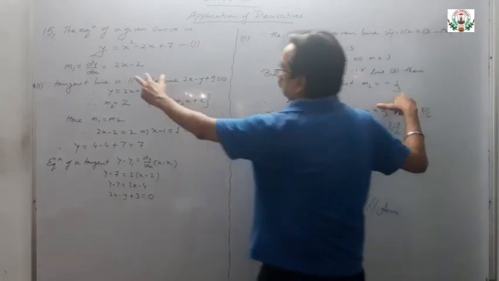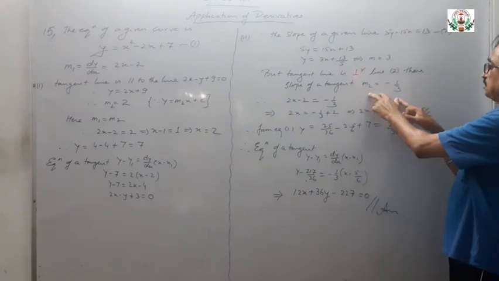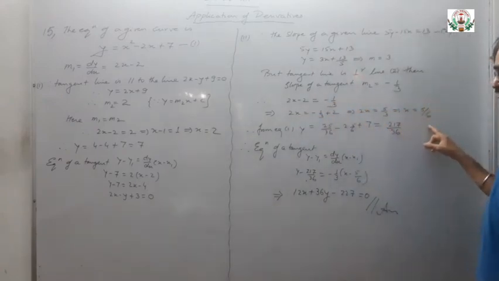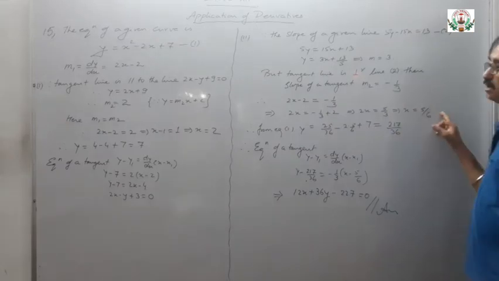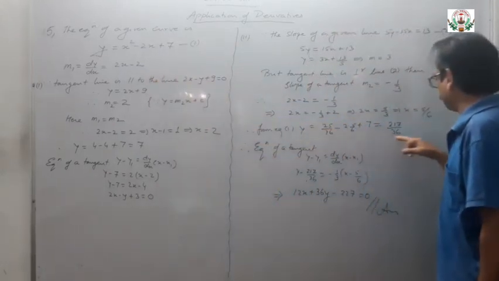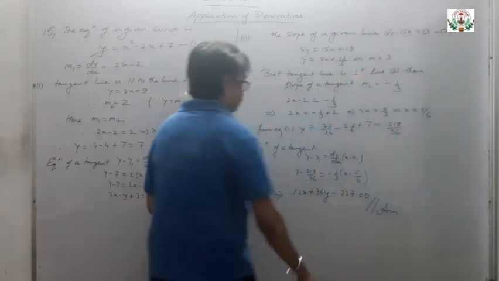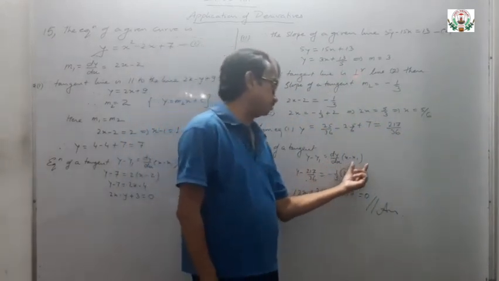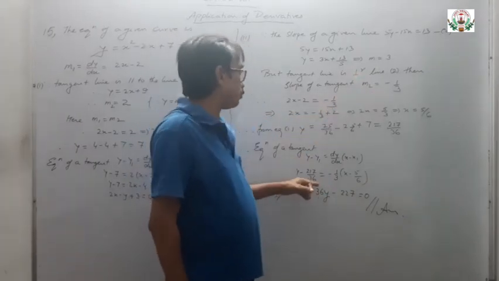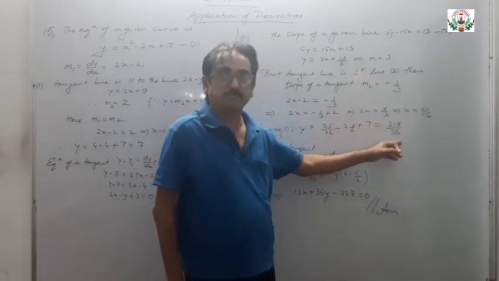So 2x minus 2, the gradient of the curve, and the slope of the tangent are equated, and we get the value of x equals 5 by 6. Again this value x equals 5 by 6 we substitute in equation number 1, the equation of the curve, to obtain the value of y, that is 217 by 36. Now the equation of tangent formula: y minus y1 equals dy by dx into x minus x1. Here the gradient is minus 1 by 3, x1 is 5 by 6 and y1 is 217 by 36.